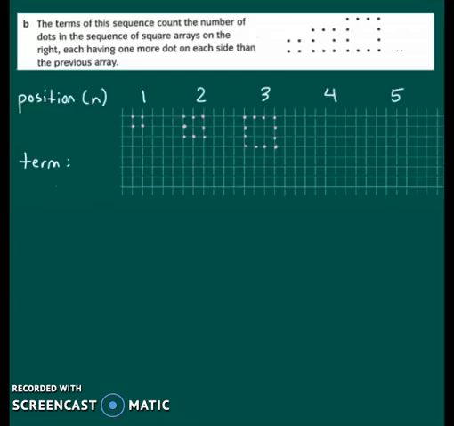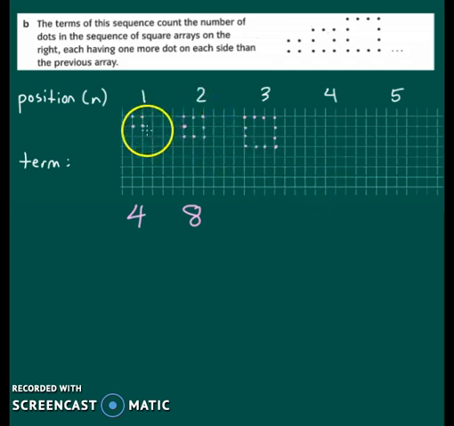In part B, we're counting a sequence of dots, and as you can see, the dots kind of look like frames. So in the first term, we have 1, 2, 3, 4 dots, so our term will be 4. In the second term, we have 1, 2, 3, 4, 5, 6, 7, 8 dots. So it's almost like a 3 by 3 collection of dots, but there's one missing in the middle, so we have 8. What about 3?